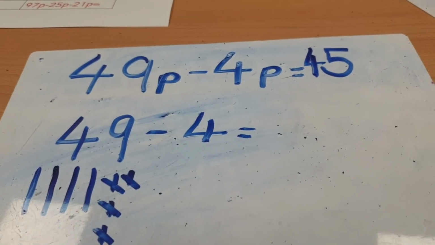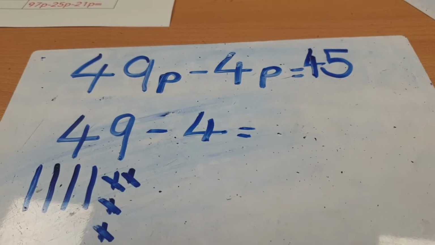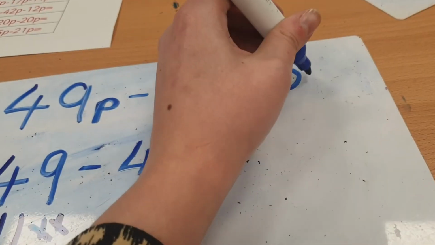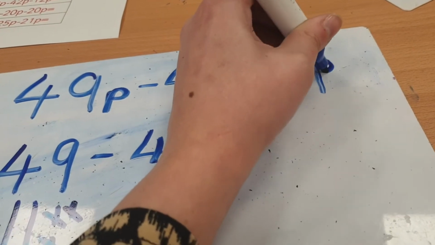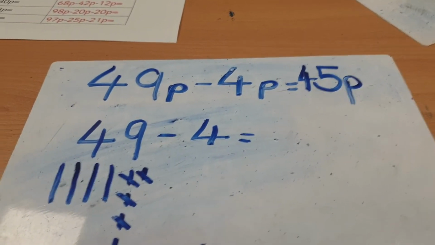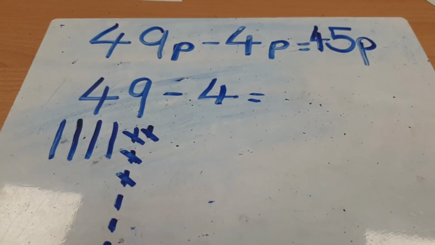What do I need to add to the 45? Well done. I need to add my pence sign because I'm working with money today. And if the amount's below £1, we always add a pence sign. Let's have a look at another one, shall we?